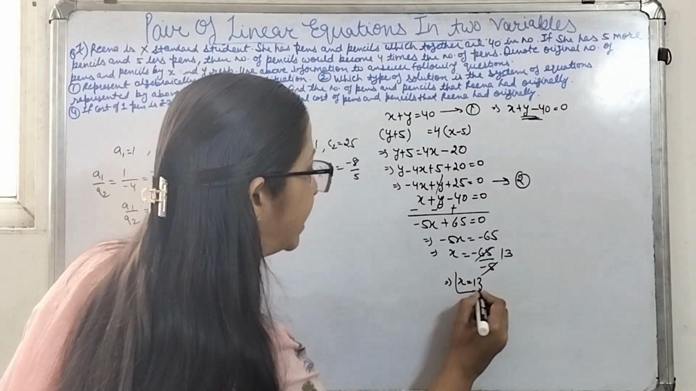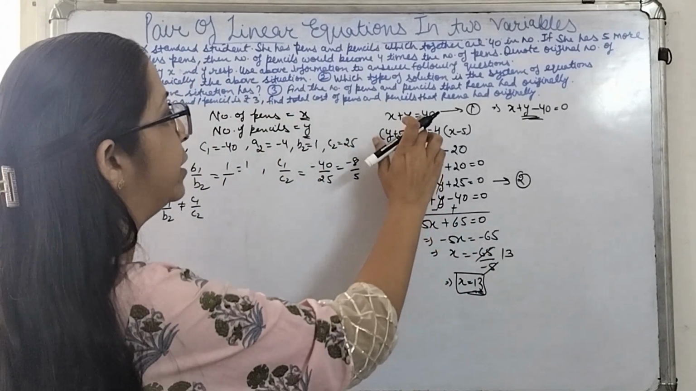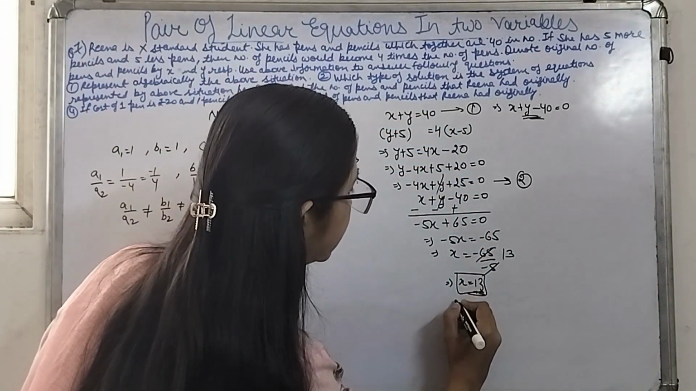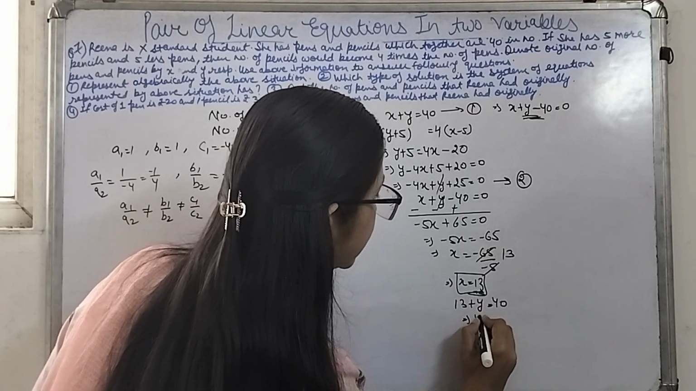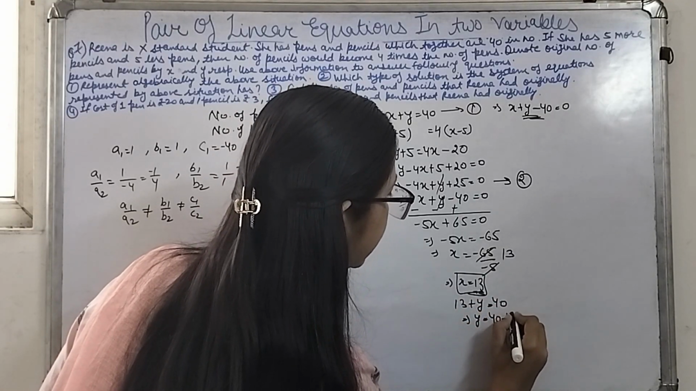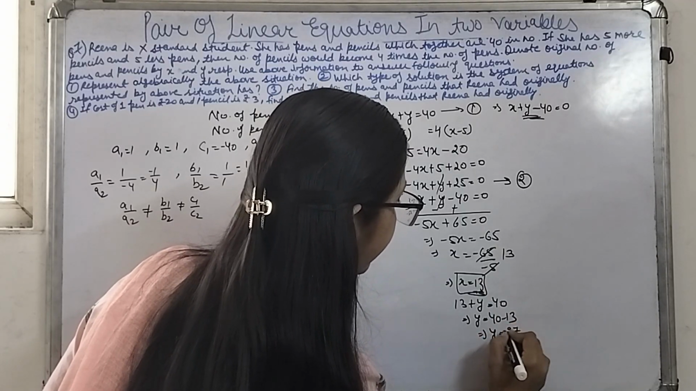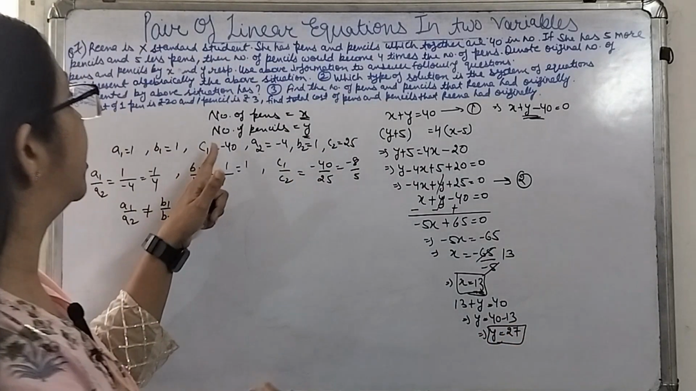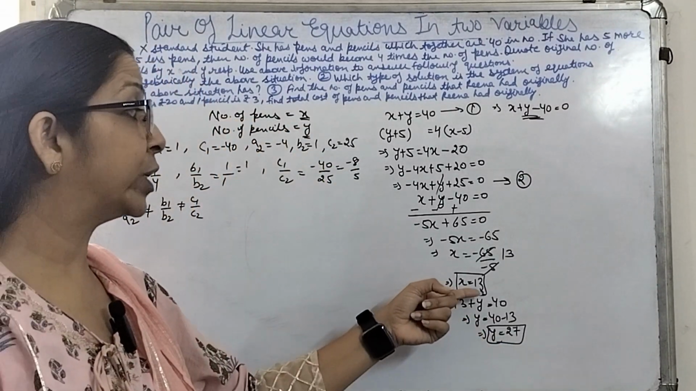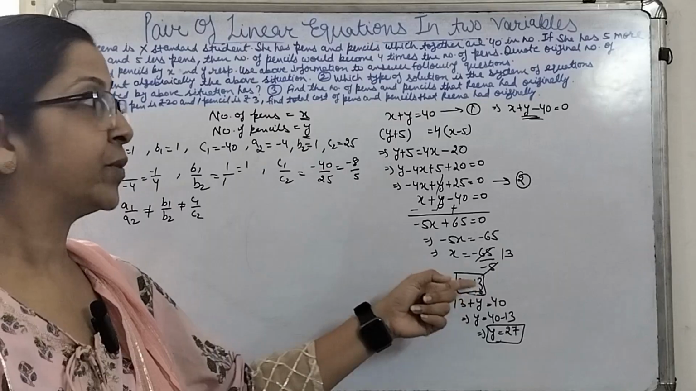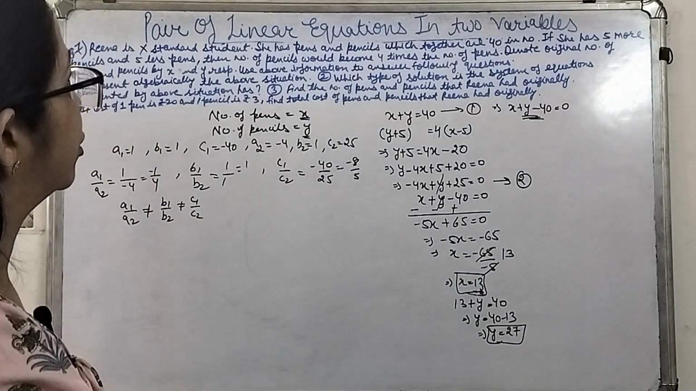And if the number of pens is 13, we know that x plus y is 40. From here, we can say that 13 plus y is equivalent to 40, or we can say y is equivalent to 40 minus 13, which is 27. That means the number of pencils is 27 and the number of pens originally was 13. So this is the third part we have done. Now let's see the fourth part.